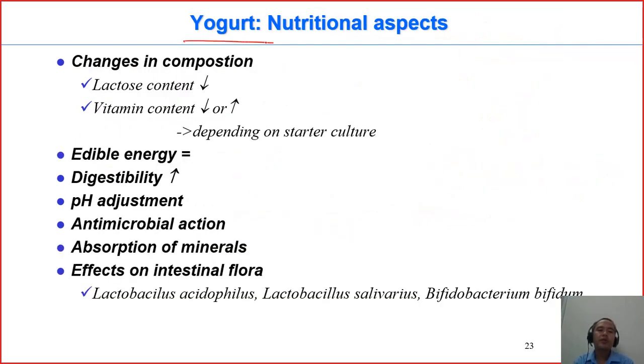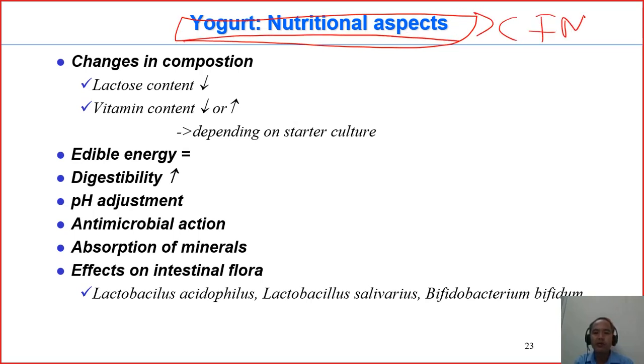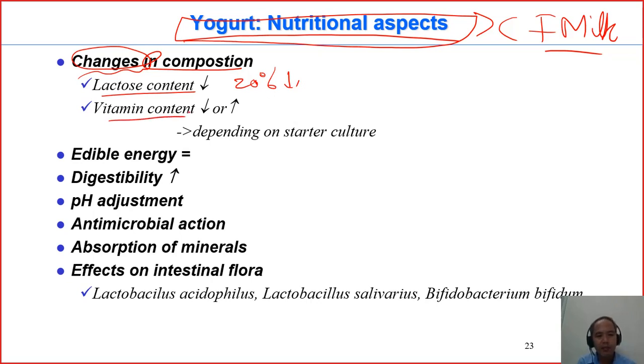In terms of nutritional aspects, what would be good about yogurt in comparison with fresh milk? When we convert fresh milk or raw milk into yogurts, there would be some changes in composition. The lactose content is reduced. Somehow 20% of lactose will be fermented into lactic acid. The vitamins, depending on what kind of vitamins, some will increase, the other will decrease. Some decrease because the lactic acid bacteria use them. The other one will increase because lactic acid bacteria have a capacity to produce some vitamins, like vitamin B, for example.